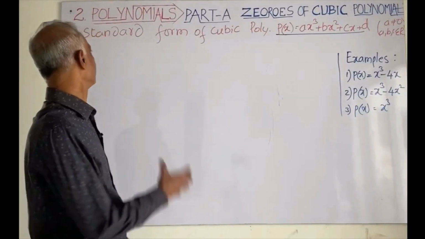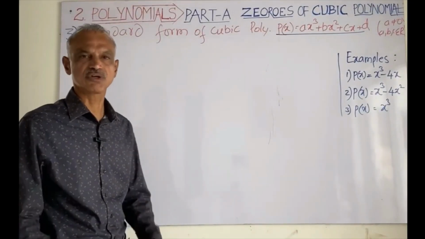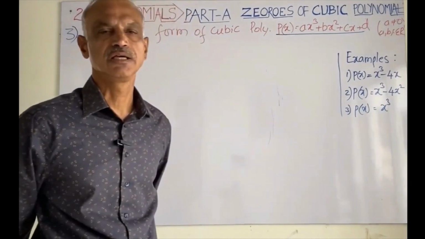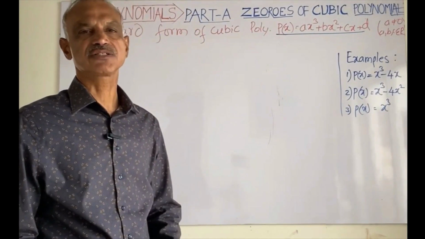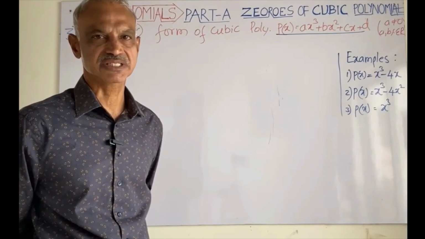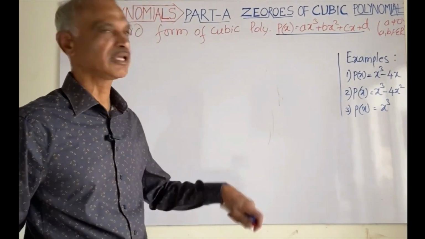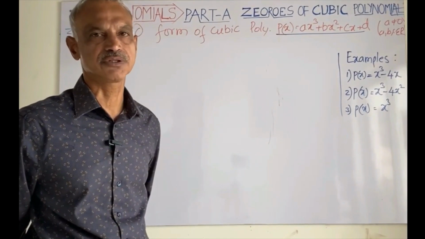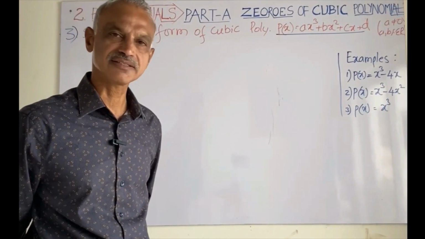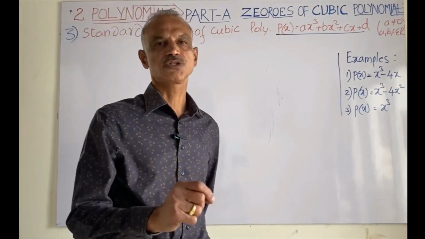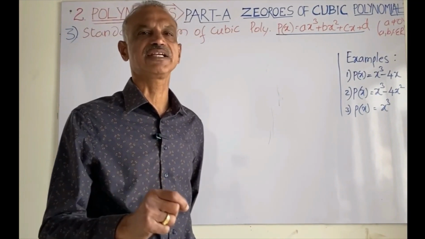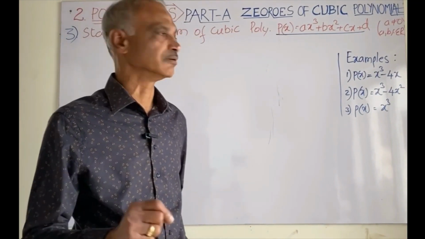Now, the standard form of a cubic polynomial. What is the standard form of a cubic polynomial? P of x is equal to ax cube plus bx square plus cx plus d. A is a non-zero real number. A, b, c are real numbers. A should not be equal to 0. A is a real number, but it should not be equal to 0. That's why it is called a non-zero real number.